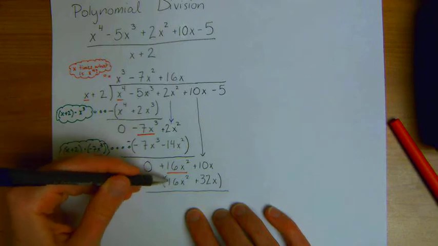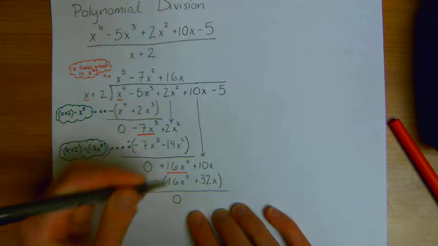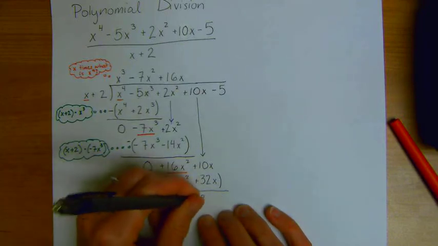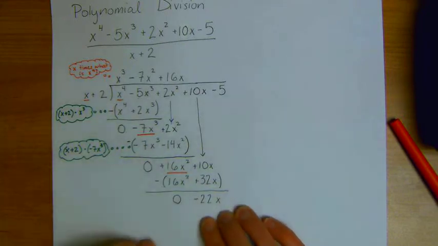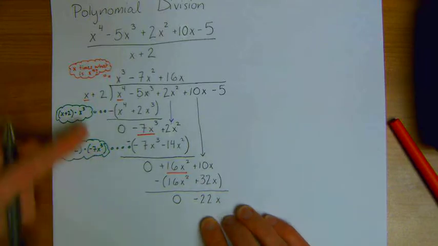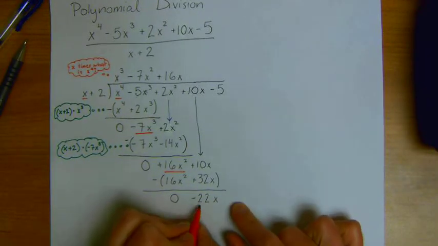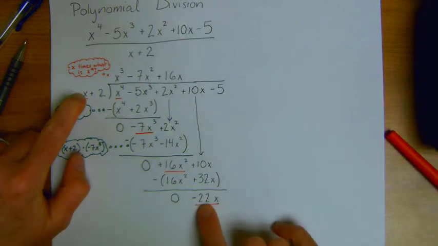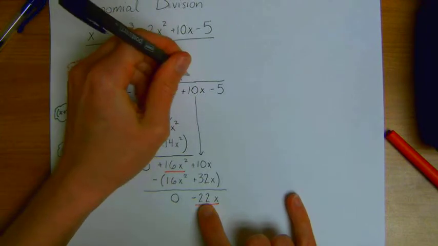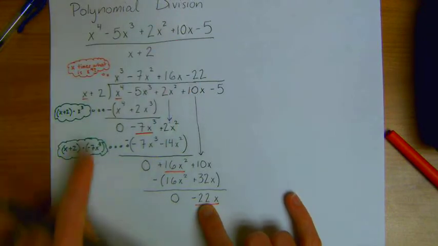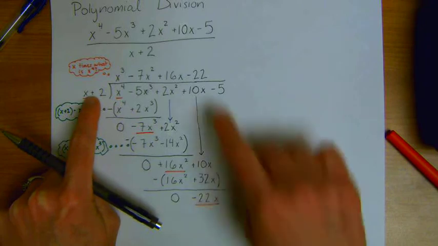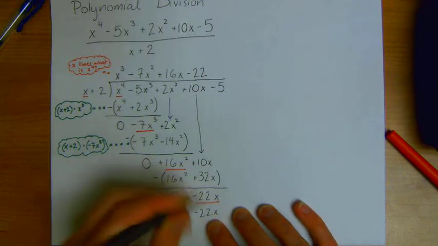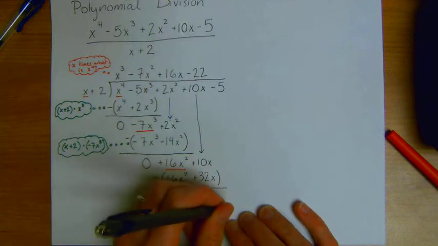16x squared minus 16x squared is 0. 10x minus 32x is negative 22x. Final stages, I ask, highlighting in red, x times what is negative 22x? That's negative 22. Now I multiply x plus 2 times negative 22, and I get negative 22x minus 44.